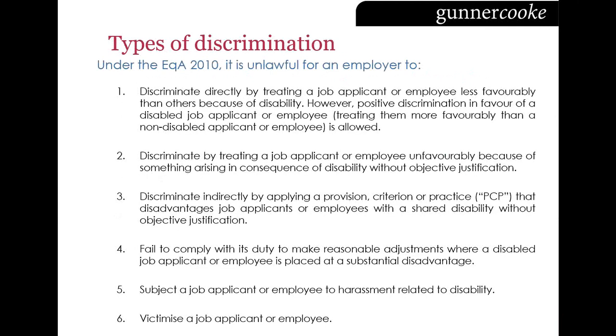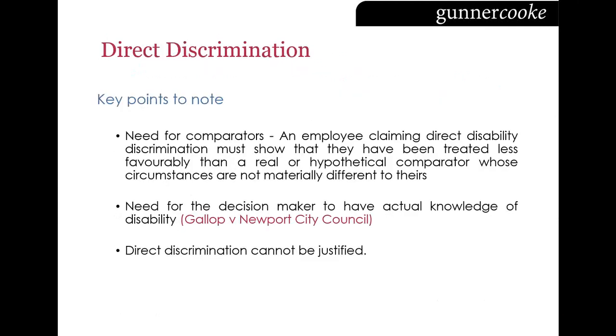So I'm just going to focus very quickly on direct, indirect, and duty to make reasonable adjustments, just to draw out the similarities and the differences with this new strand of discrimination arising out of a disability. So in terms of direct discrimination, the key points to note here is the need for a comparator. So an employee claiming direct disability discrimination must show that they've been treated less favourably than a real or a hypothetical comparator whose circumstances are not materially different to theirs.